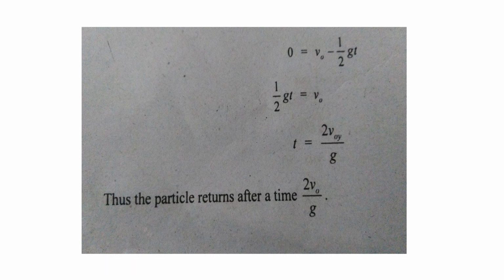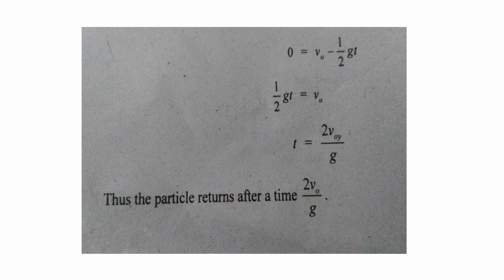When the object covers the displacement and hits the ground, the total time t is not equal to 0. So we are left with the equation 0 is equal to v naught minus 1 by 2 g t. So from here we get v naught is equal to 1 by 2 g t, so time will be equal to t is 2 v naught over g.